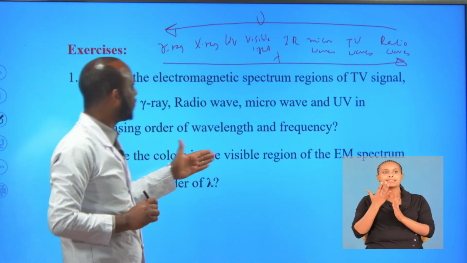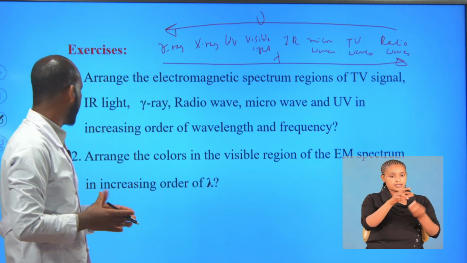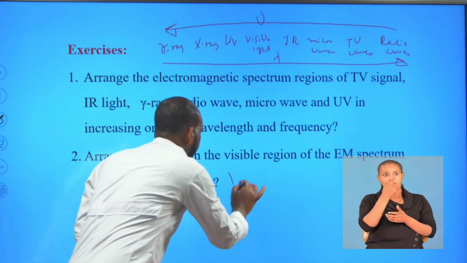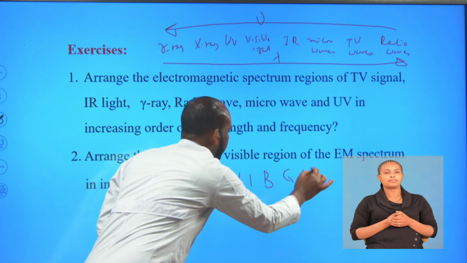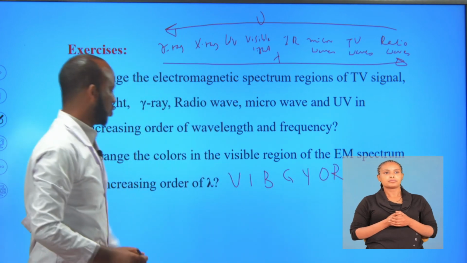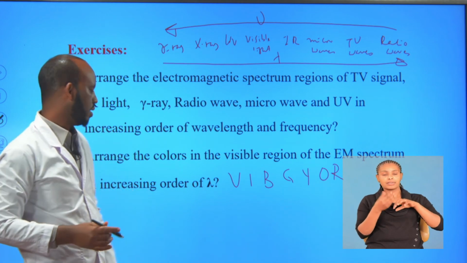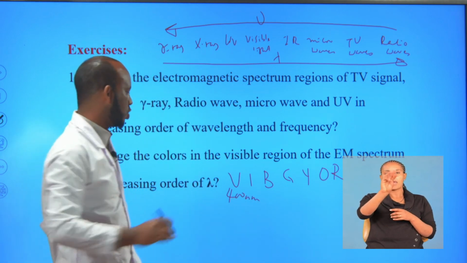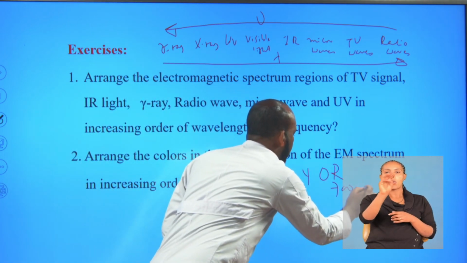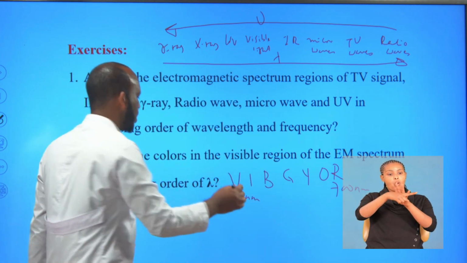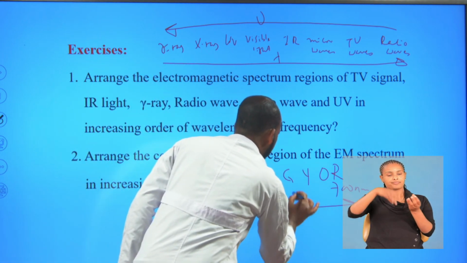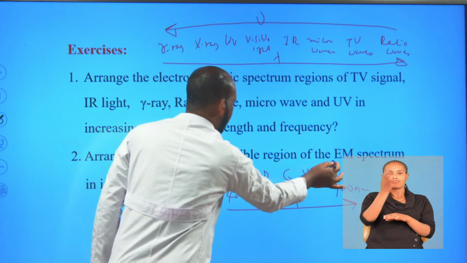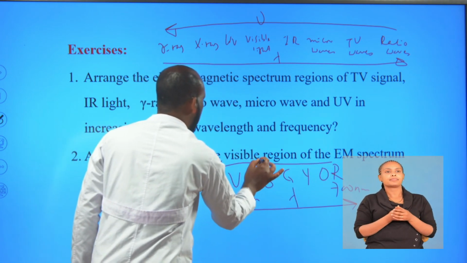Arrange the colors in the visible region of the electromagnetic spectrum in increasing order of wavelengths. Vibgyor. Violet color, its wavelength is 400 nanometers. Red, 700 nanometers. Therefore, this is the increasing order of wavelengths. Increasing order of frequency is from red to violet.